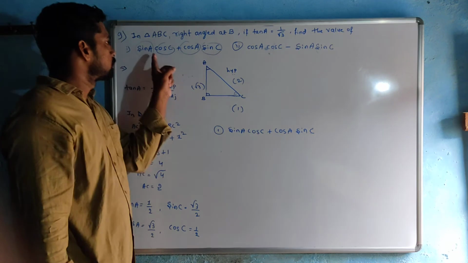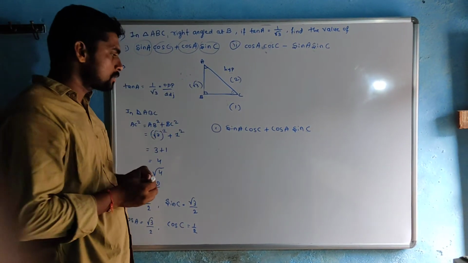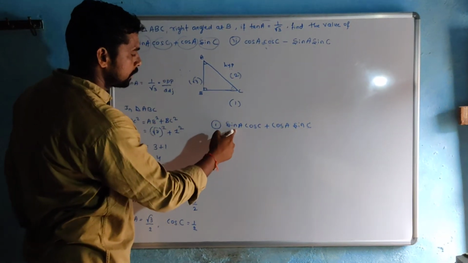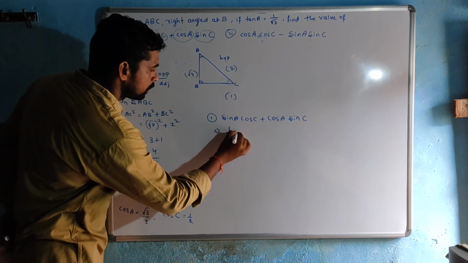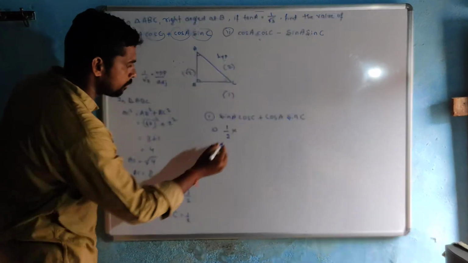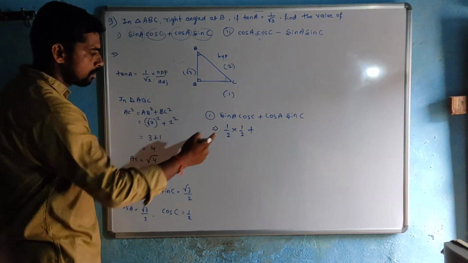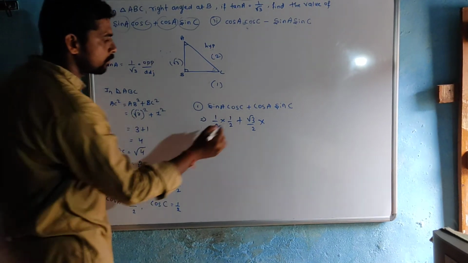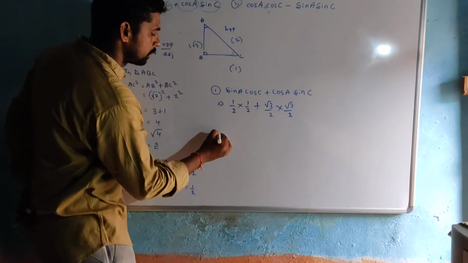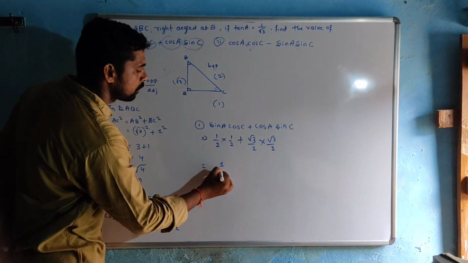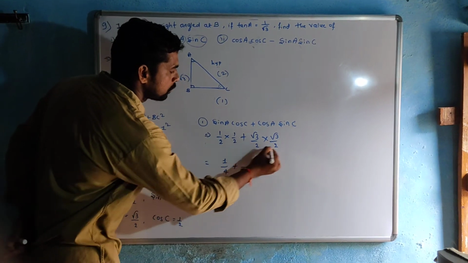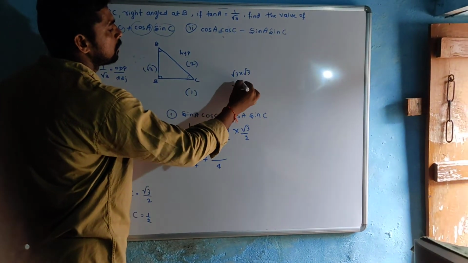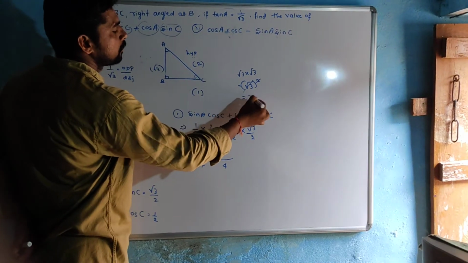So first is sin A cos C plus cos A sin C. See here, sin A value 1 by 2 into cos C, cos C value 1 by 2, plus cos A value root 3 by 2 into sin C value root 3 by 2. 2 2s are 4, 1 1s are 1, so 1 by 4 plus 2 2s are 4. Root 3 into root 3 is root 3 square, square root get cancelled, only remains 3.